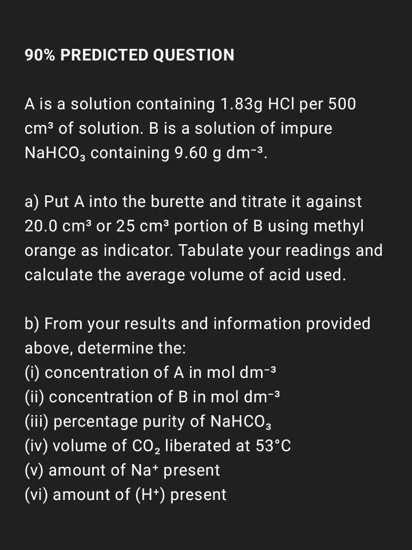B is a solution of impure NaHCO3 containing 9.60 gram per dm³. A. Put A into the burette and titrate it against 20 cm³ or 25 cm³ portion of B using methyl orange as indicator. Tabulate your readings and calculate the average volume of acid used.